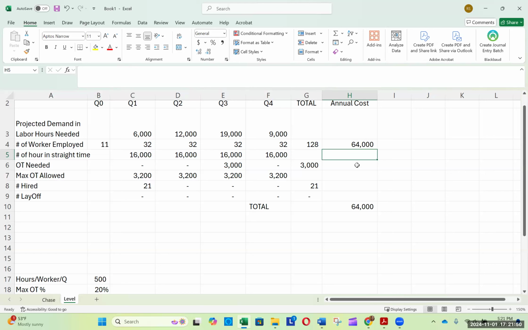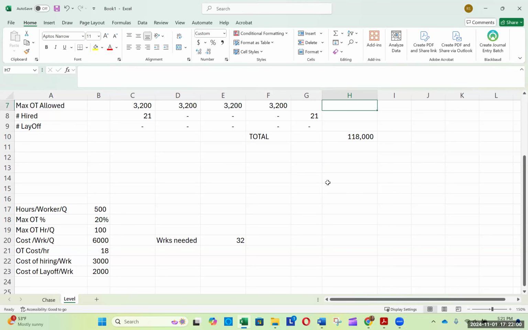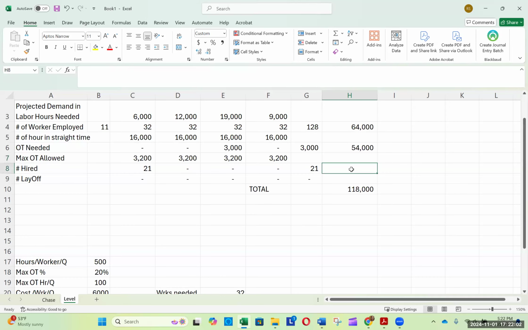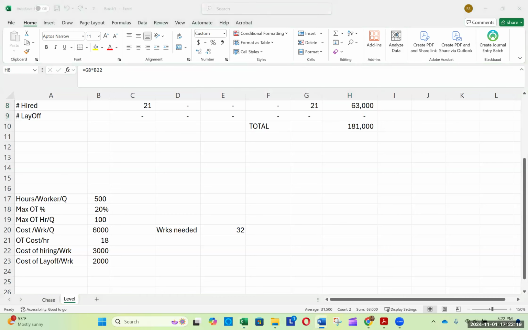Okay, and then number of overtime is going to be this number times $18. And then cost of hiring, this number times 3,000. And I'm just going to copy this formula down just in case.